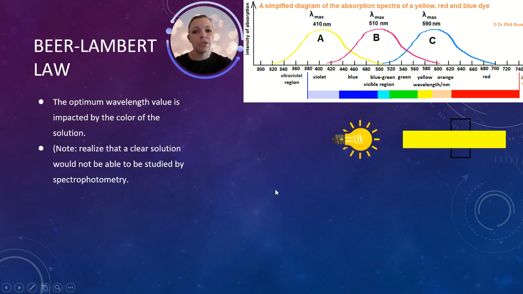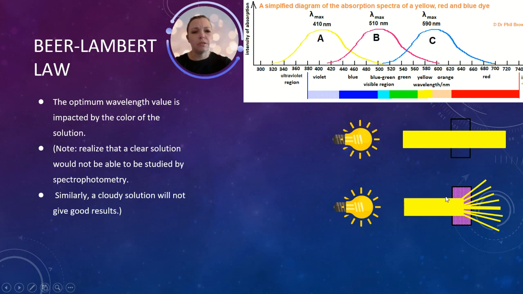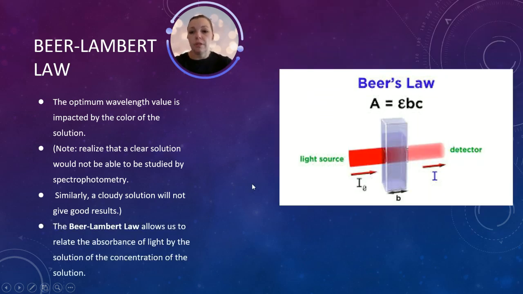Realize that a clear solution would not be able to be studied by spectrophotometry because it's not going to absorb any of the light. And similarly, a cloudy solution will not give good results because the light will bounce off of the particles that are present in that suspension. Generally when it's cloudy, it's no longer called a solution. We would call it a mixture or suspension or something along those lines, colloid as well.